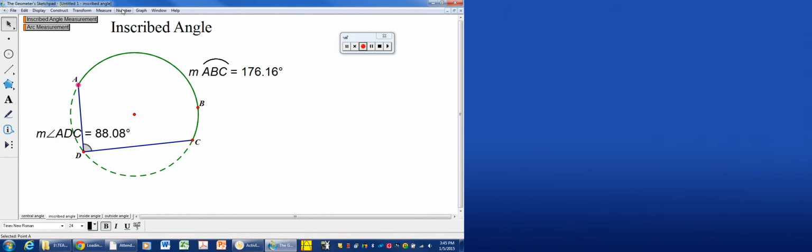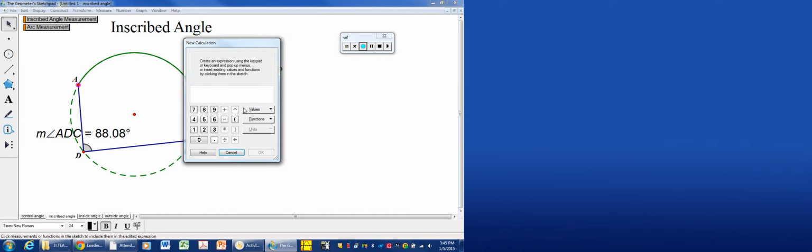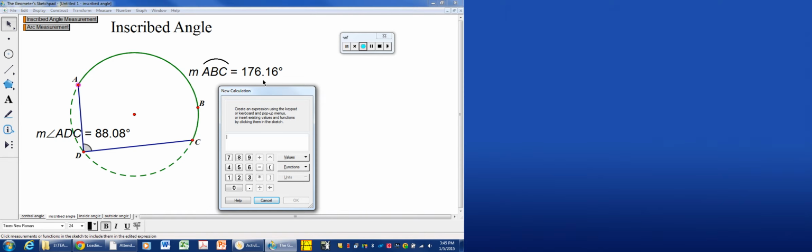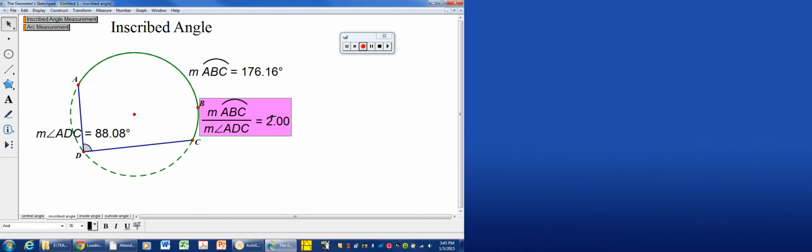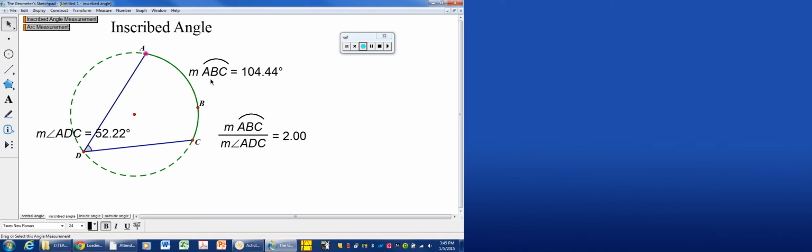And if we don't, we can actually calculate it. If I take my arc and find the ratio, so divide it by my angle, this is what we get. Notice the arc is on top, and down here is the angle. So here's your relationship. The arc is always 2 times the angle, that's the ratio. Arc to angle is 2, which means the arc is 2 times the angle.